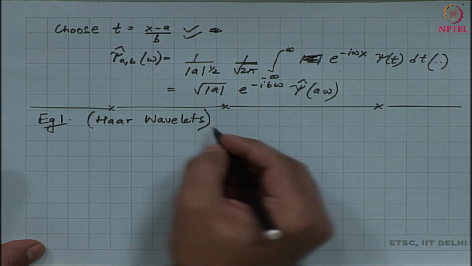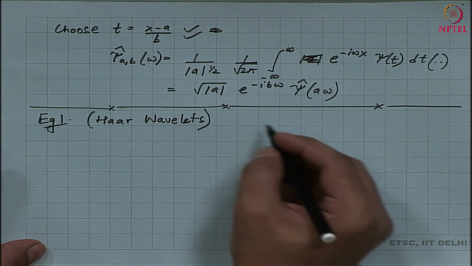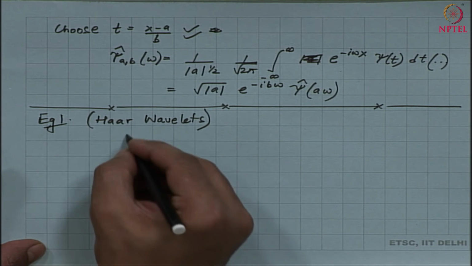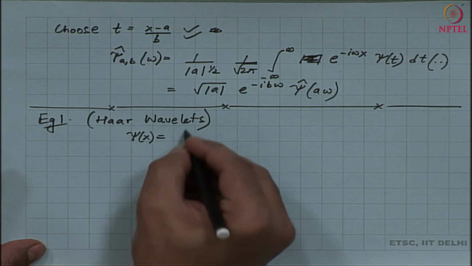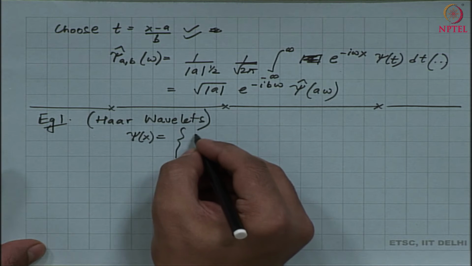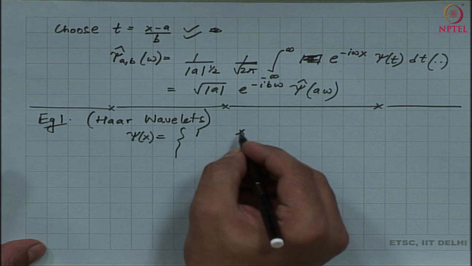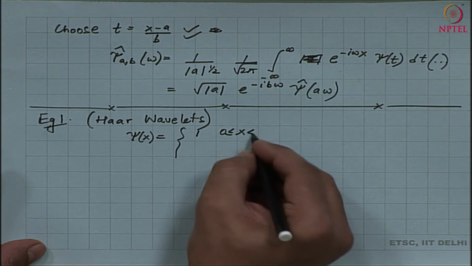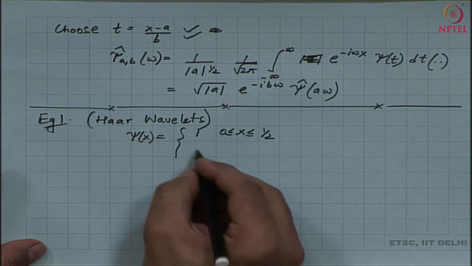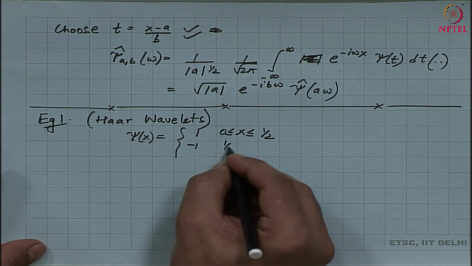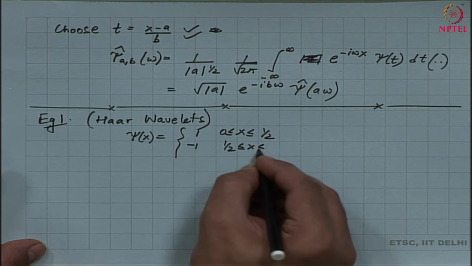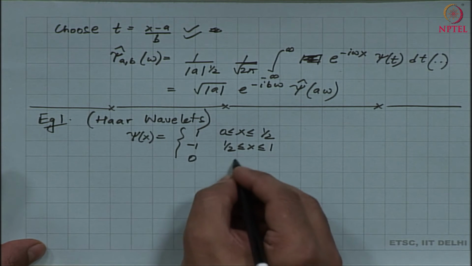So, Haar wavelets are step functions. Which means the wavelets are described by the following values. These are 1 when x is from 0 to half, and these are minus 1 when x is from half to 1, and this is 0 otherwise.